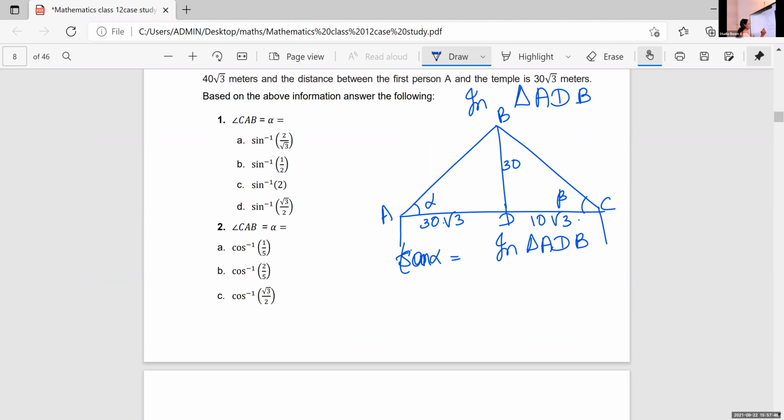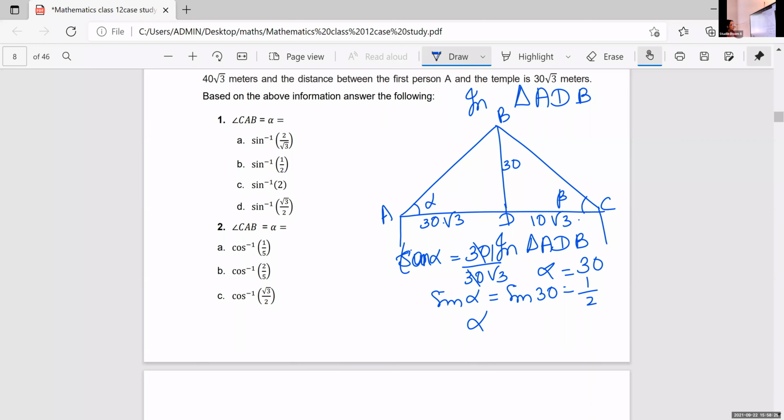What will be tan alpha? Opposite by adjacent: 30 by 30 root 3. So these two will get cancelled and we get 1 by root 3. So what will be the value of alpha? Tan 30 is 1 by root 3, so alpha is 30. Therefore, what will be sine alpha? Sine 30. What is the value of sine 30? 1 by 2.